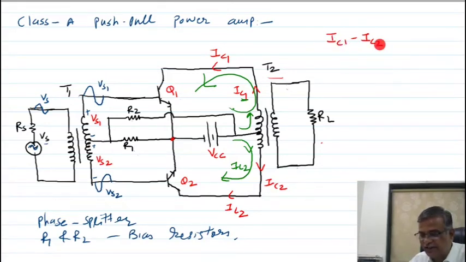Here IC1 is more and IC2 is less. So you will get the positive voltage at this point. Voltage across R is what? Positive.